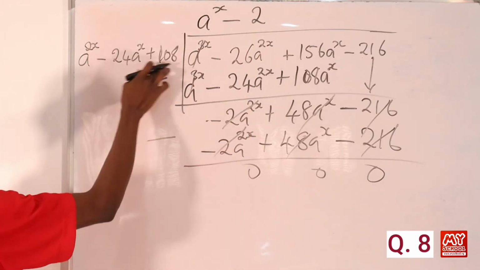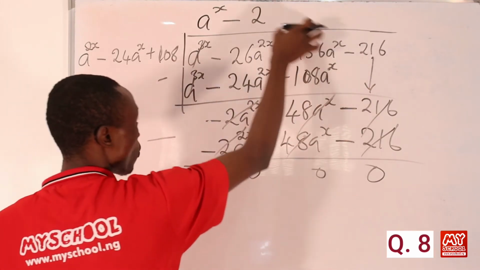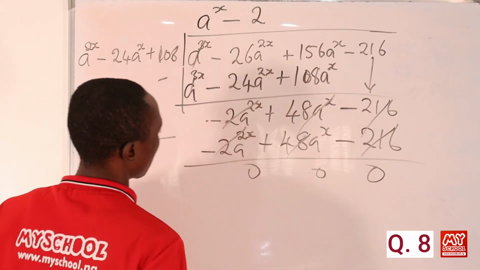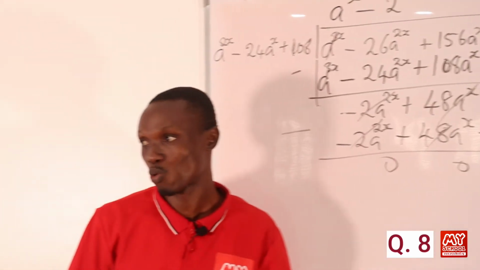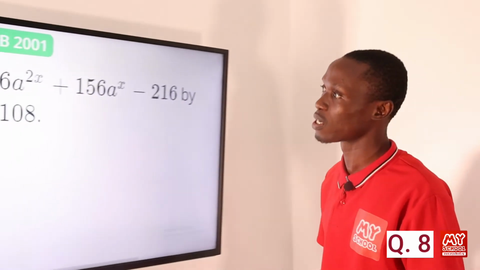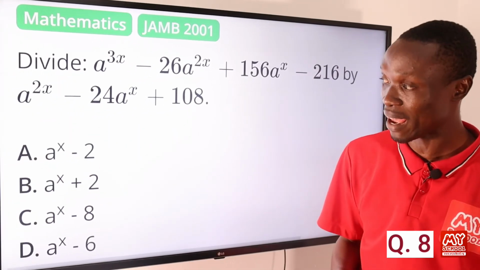We call this one the divisor, we call this one the dividend, and we call this one the quotient. So let's return back to the screen to pick the correct answer to this question. From our division, we got A to be the correct option, which is a raised to power x minus 2.